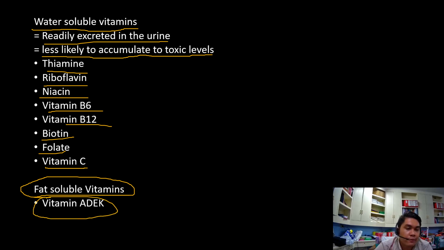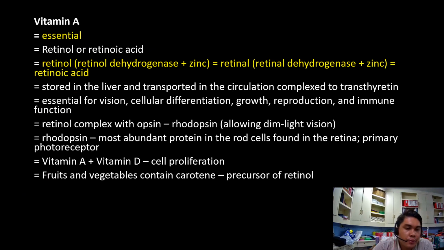For fat-soluble vitamins, you have vitamin ADEK, which are vitamins A, D, E, and K. These are the fat-soluble vitamins. First example of fat-soluble vitamins is vitamin A.